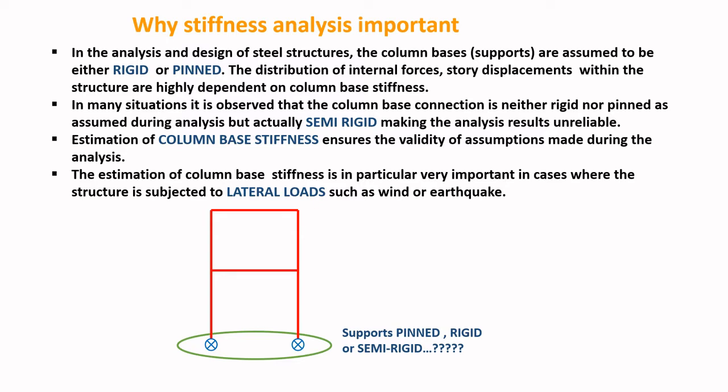Estimation of the column base stiffness ensures the validity of assumptions made during the analysis. The estimation of column base stiffness is in particular very important in cases where the structure is subjected to lateral loads such as wind or earthquake. So referring to the sketch for the structure shown here, the question is, during the analysis, shall we assume our support as pinned, rigid or semi-rigid so that the analysis results are acceptable?